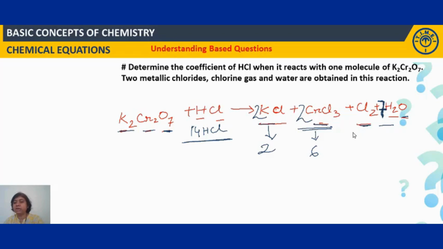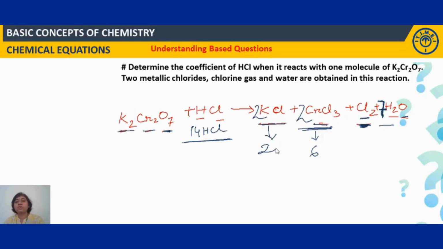But here, in 1 molecule of chlorine, there are 2 chlorine atoms. Now I will increase the number of chlorine molecules in this case. Why? Because if I increase it in potassium chloride or chromium chloride, then the other 2 elements, potassium and chromium, their numbers will also be disturbed. So I will not touch them. Since chlorine is there in the elemental state, I will change the number here.